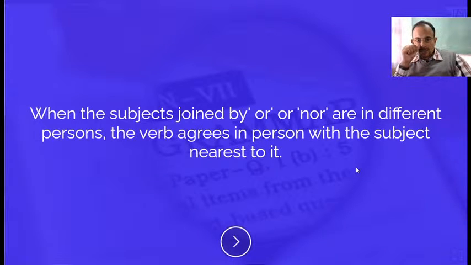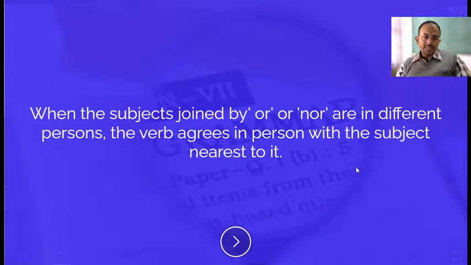What is wrong here? When the subjects joined by or, nor are in different persons, the verb agrees in person with the subject nearest to it. Oh yes, the answer is wrong actually. It should be am only, because you see the rule also. It might be a typing mistake while making the quiz, or not a typing mistake, it is a selection mistake actually. Instead of am, I have selected is.